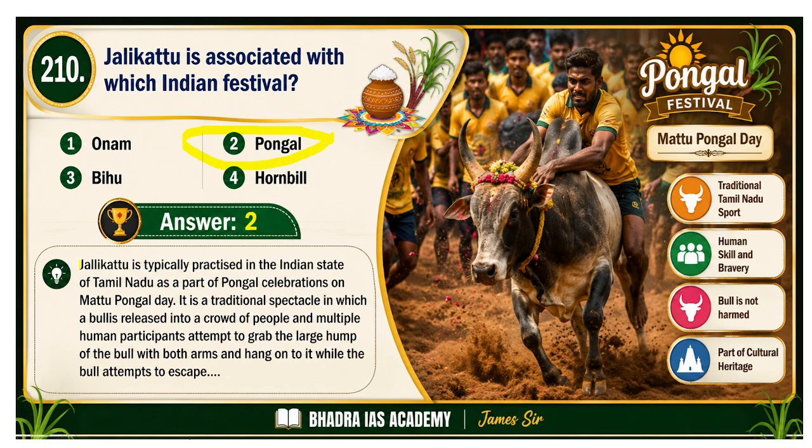Jallikattu is typically practiced in the South Indian state of Tamil Nadu as part of their Pongal celebration. It's a traditional celebration where bulls are released into the crowd and people try to control them. There are a lot of difficulties, and a lot of issues were raised about animal cruelty and so on. So we should be familiar with this. This kind of art and culture related question can be asked in various exams.